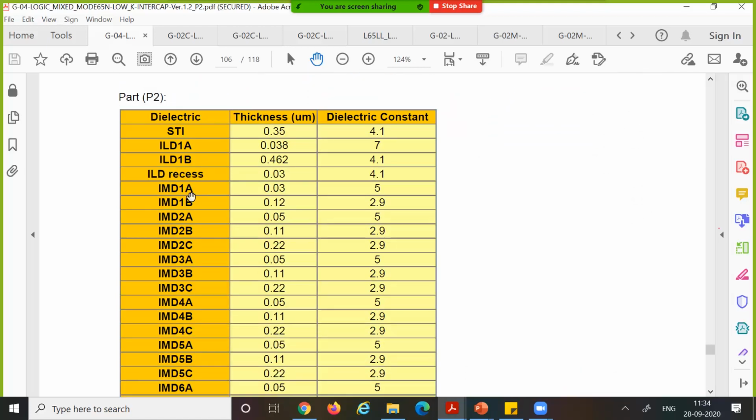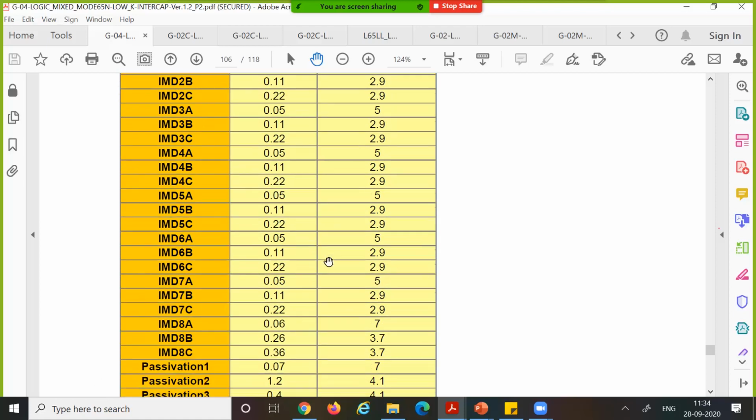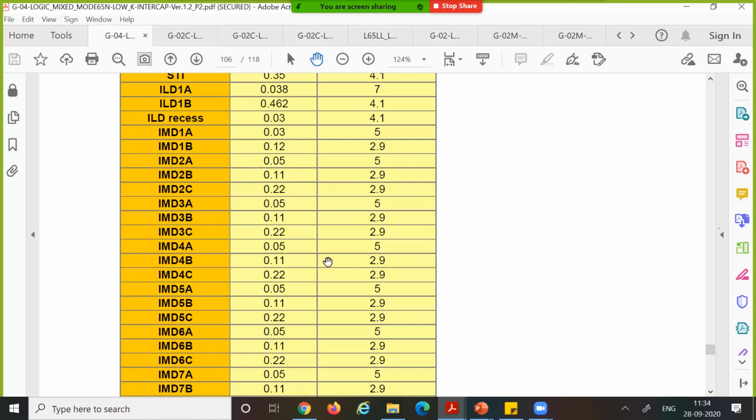You can see that IMD 1A has a thickness of 0.03 micron, and it has a dielectric constant of 5. Each of these layers has a certain thickness and certain dielectric constant. This is given by the foundry. We don't have any control over it.